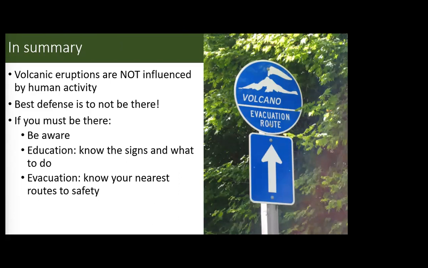So in summary, we cannot prevent volcanic eruptions, and the best thing you can do is not be in the area. So don't live up the slope of a volcano. If there's anything you take away from this class, I hope it's that. Don't live at the slope of a volcano. But it is important to know your area, know what kind of hazards you're going to get from that specific volcano, and the quickest evacuation route. And I think we're going to stop there.